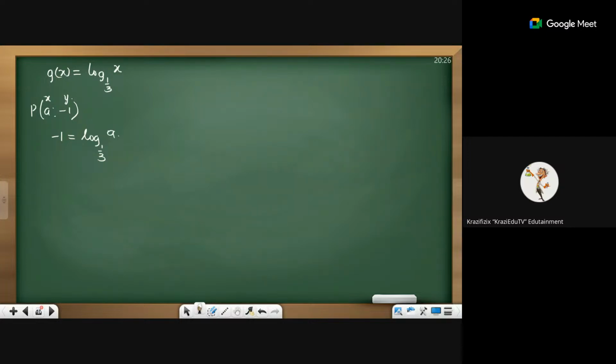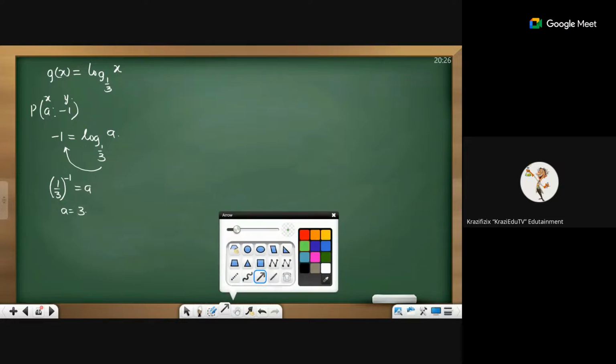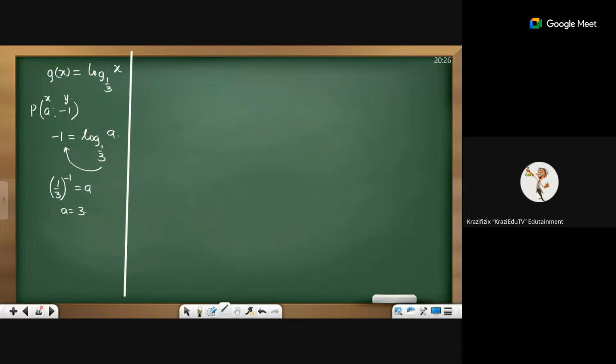A. What do we do? This one comes here, right? What does it become? 1/3 to the power of what? Equals to what? A. What is A? Well, remember, I don't like that. I want to keep, and I want to show you that we're going to get the same answer in case you're still doubting.